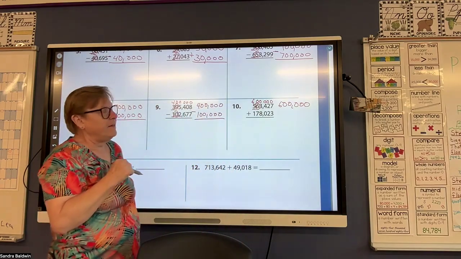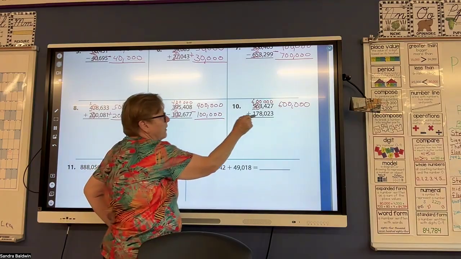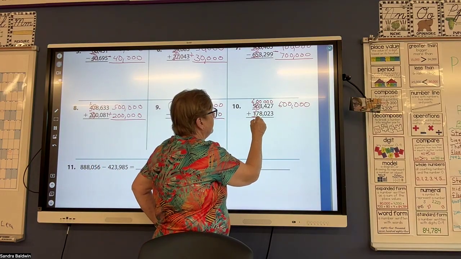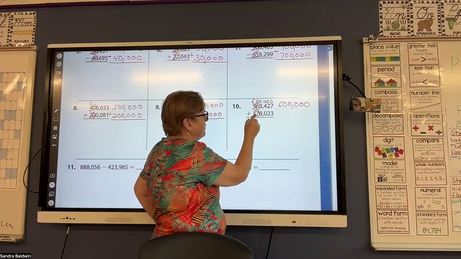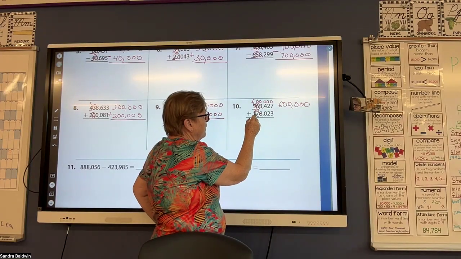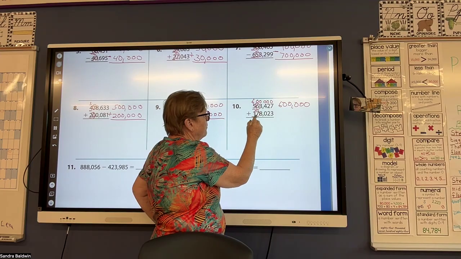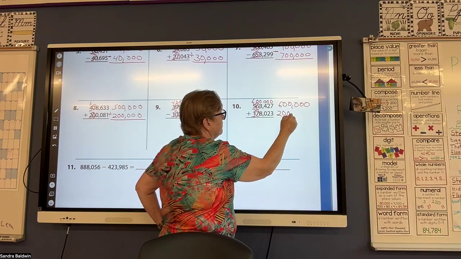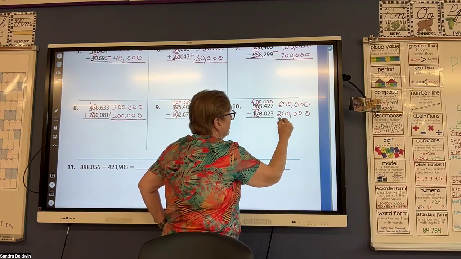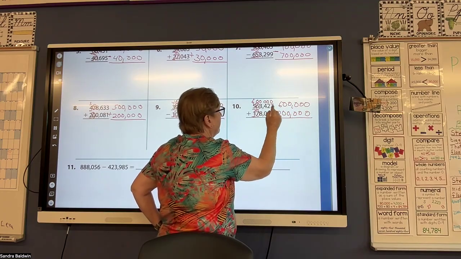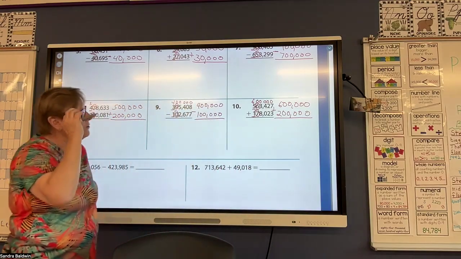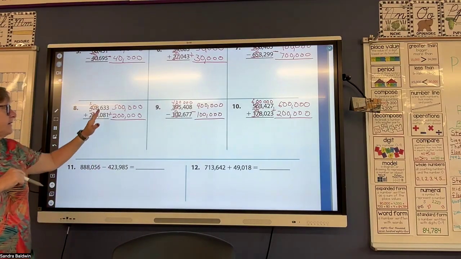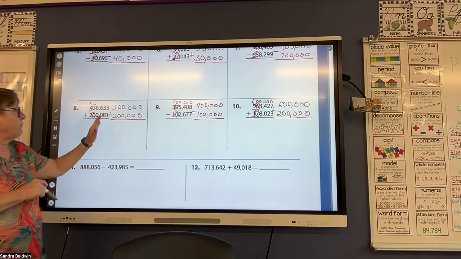Plus 178,023. We're going to round that to the nearest 100,000. 1 is in the 100,000. 7 is in the 10,000. So therefore, that 7 is going to make this 1 become a 2. And then we substitute zeros. And we are adding on that one. So make sure you're adding and subtracting correctly and that you're rounding to the appropriate place value.